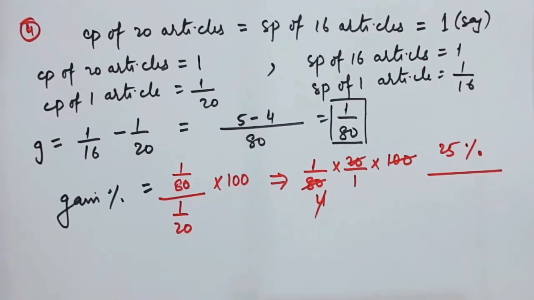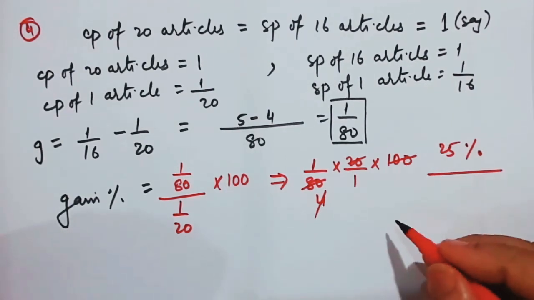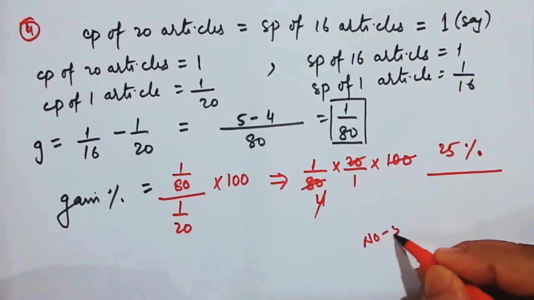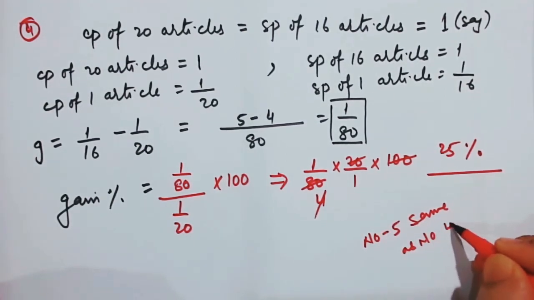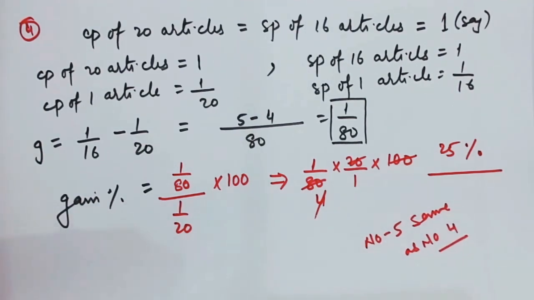Okay, I think number 5 you can solve yourself, because number 5 is same as number 4. Can you please solve it, and comment that you have really understood the concept. Okay, moving on to the next one, that is number 6.